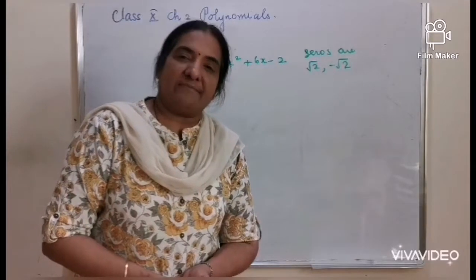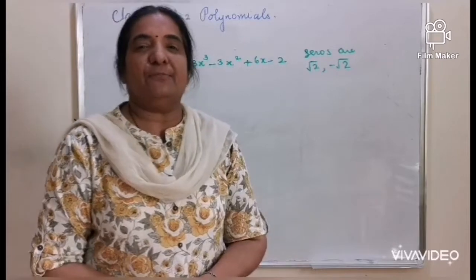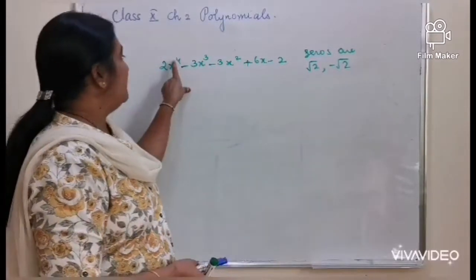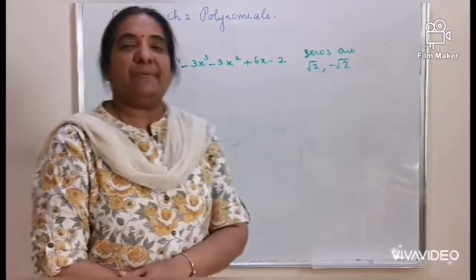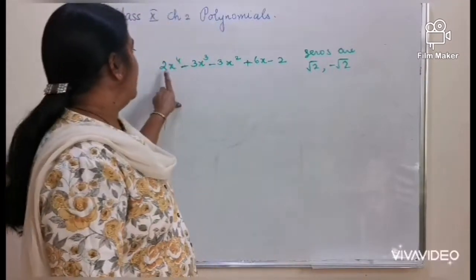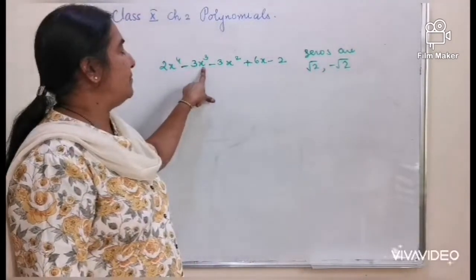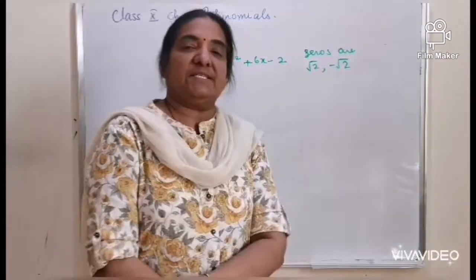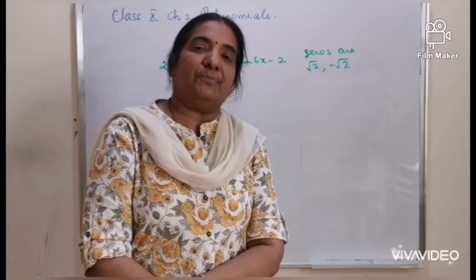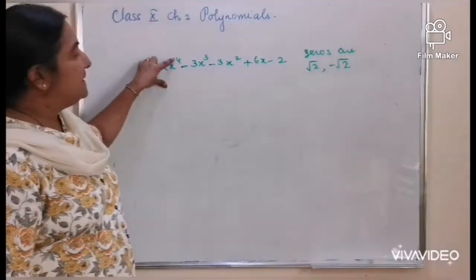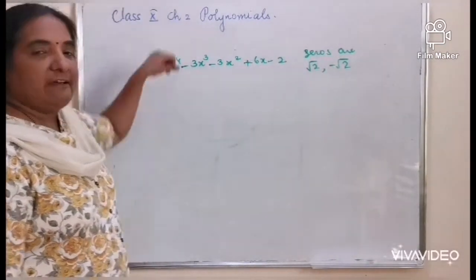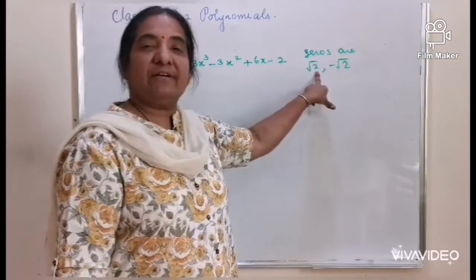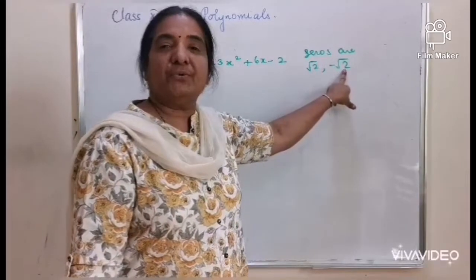But in today's class, I will be explaining the worked out examples from your textbook to find the zeros of a polynomial with a degree 4. The first example is: find all the zeros of 2x raised to 4 minus 3x cube minus 3x square plus 6x minus 2 if two of its zeros are square root 2 and minus square root 2. According to the degree of this polynomial, it can have a maximum of 4 zeros, out of which 2 zeros are given as square root 2 and minus square root 2.